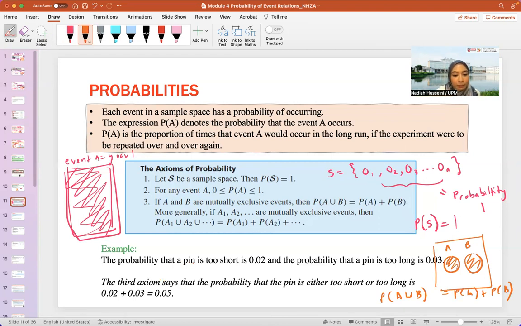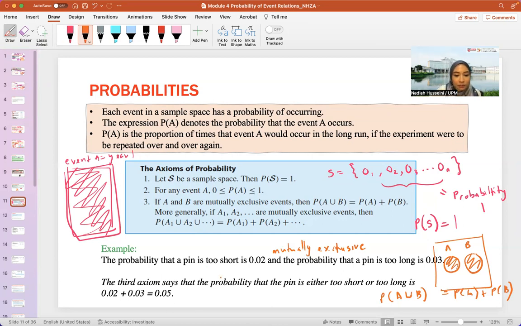The probability that a pin is too short is 0.02, and the probability that a pin is too long is 0.03. So they are mutually exclusive, right? Because a pin cannot be too short but at the same time too long. A pin can only be either too short, too long, or just okay.